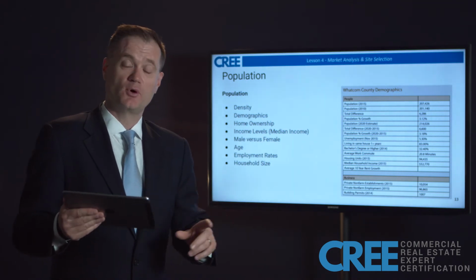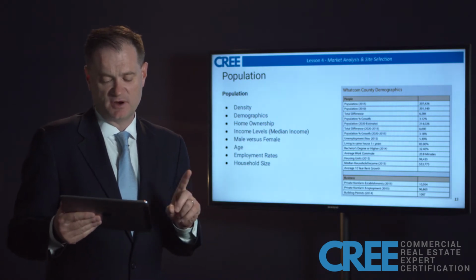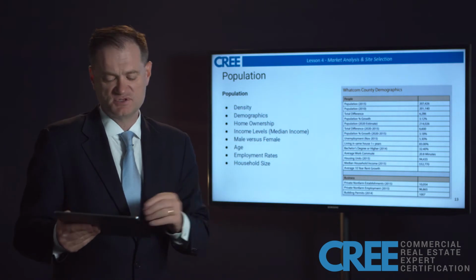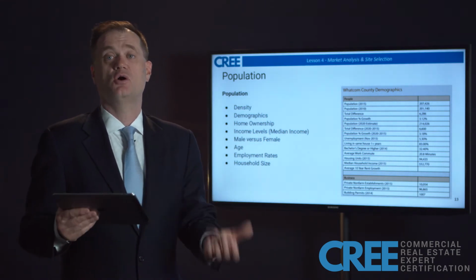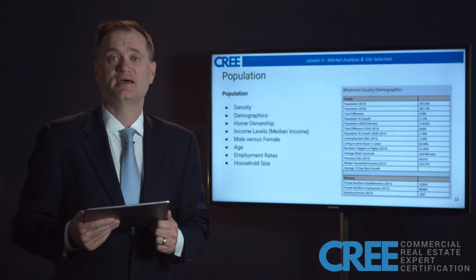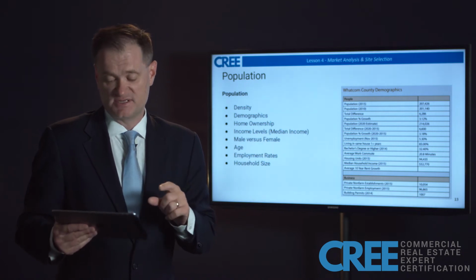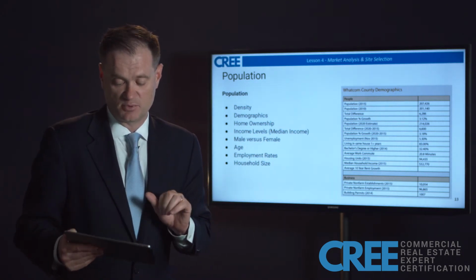Income levels, important for retail, expendable goods, disposable income, very, very important. Physical attributes of the population, male versus female, age, employment rates, household size, all go into play into the economics and the demographics of the different property types and the demographics that you'll be utilizing to do your top-down approach.